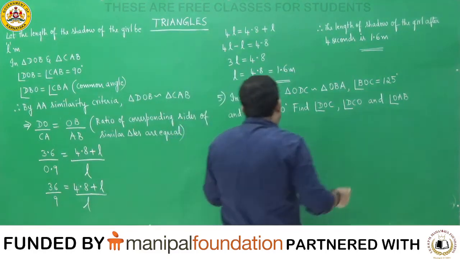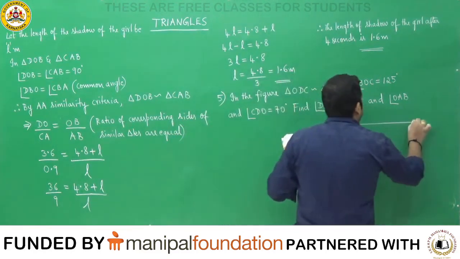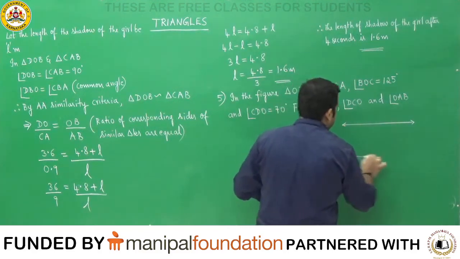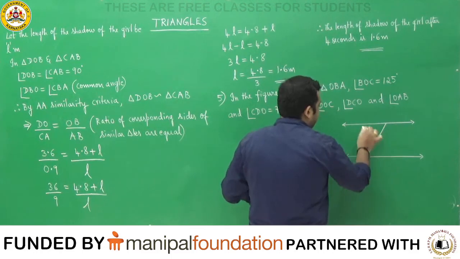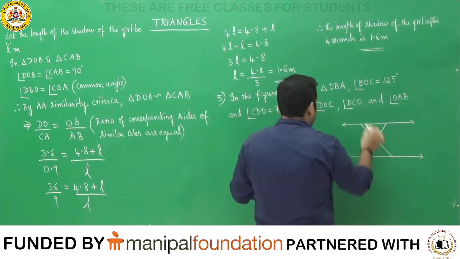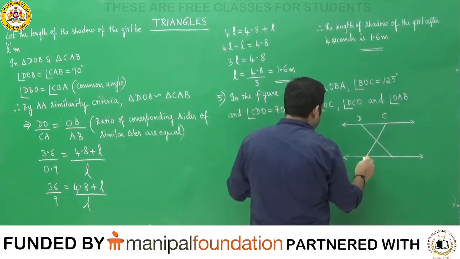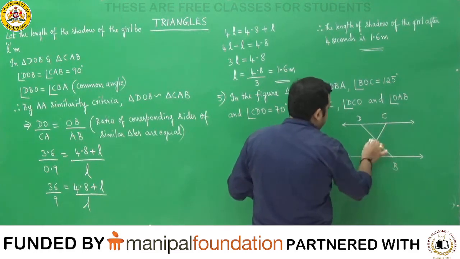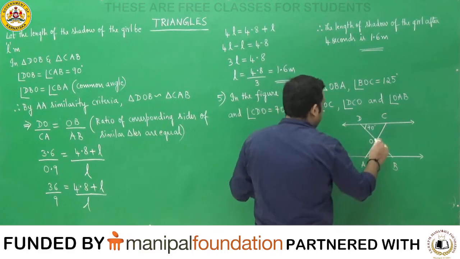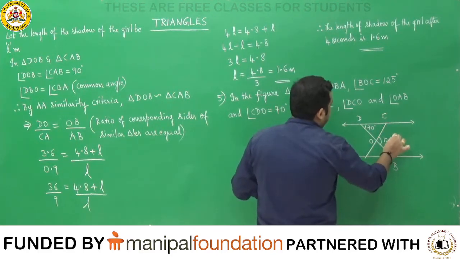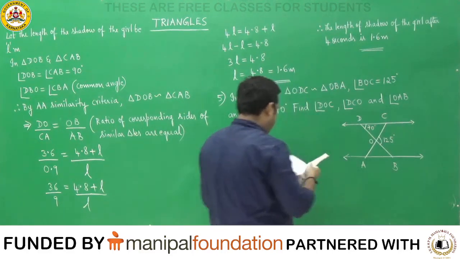So now the figure is told in the problem, right? In the figure it is like this, so we may see this way. This is D, this is C, this is A, this is B, this is O. This is nothing but 70 degree, and this is nothing but 125 degree. Correct? 70 degree, 125 degree.